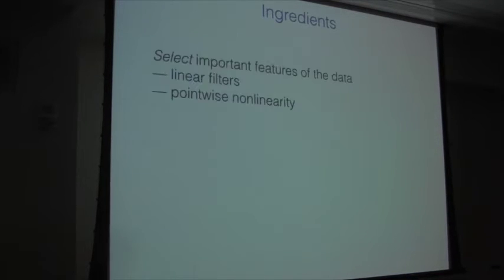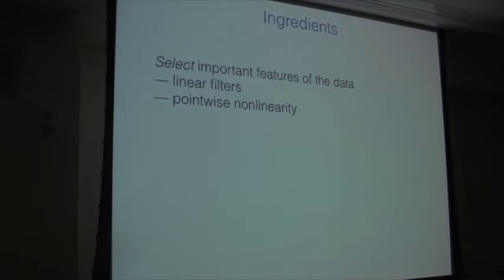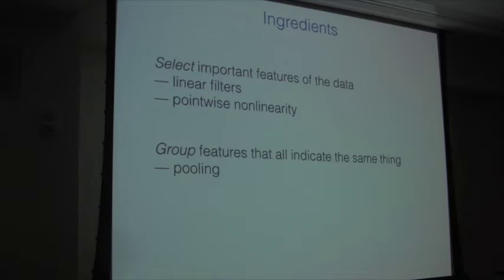Okay, so the basic ingredients, just to summarize, are you have a set of filters that are going to select important features of the data. The common ones these days are linear filters and pointwise nonlinearities. And then you have a set of pooling operations that group all features that indicate the same thing.